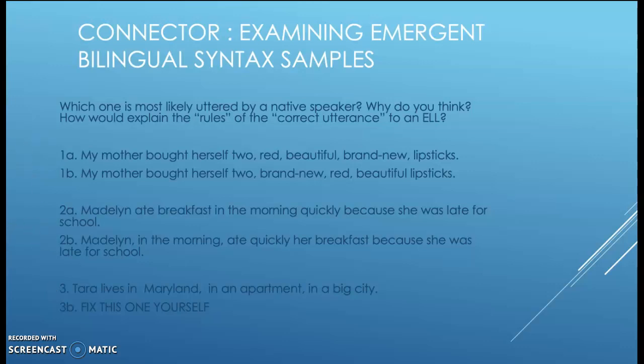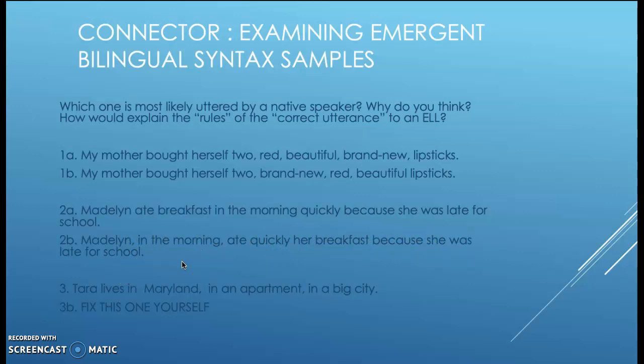So the first one, my mother bought herself 2 red, beautiful, brand new lipsticks. Compare that with my mother bought herself 2 brand new red, beautiful lipsticks. Which one would be more quote-unquote native-like? How about this one? Madeline ate breakfast in the morning quickly because she was late for school. Compared with this, Madeline in the morning ate quickly her breakfast because she was late for school.